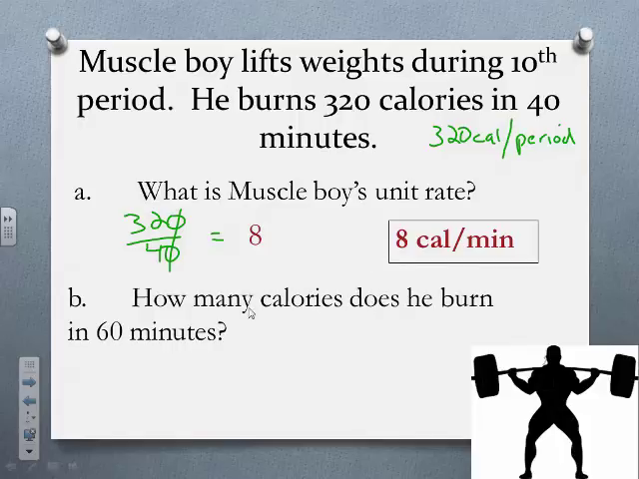Okay. This question says, how many calories does he burn in 60 minutes? Well, if we use this per period, that doesn't help us out here. We know it's 8 calories in 1 minute, right? So now if it's 60 minutes, it's really not that big of a deal. We can simply say 60 times 8. 6 times 8 is 48. Bring our 0 along. We're talking about 480 calories.